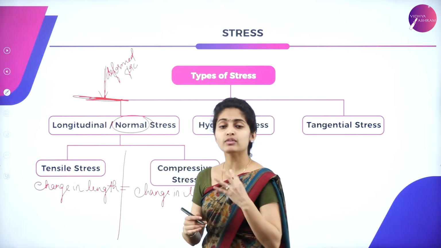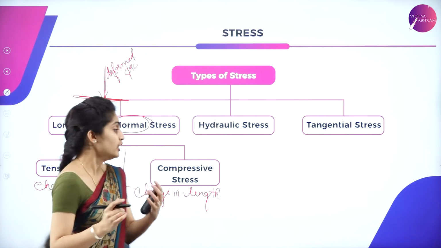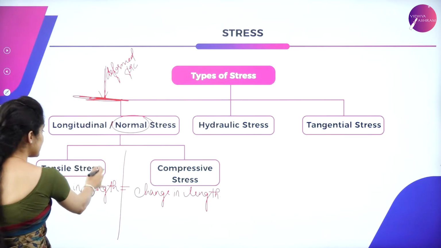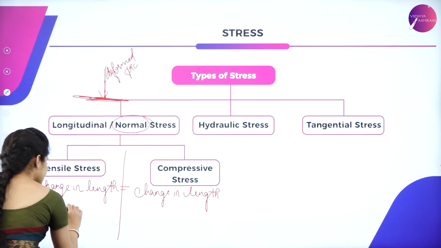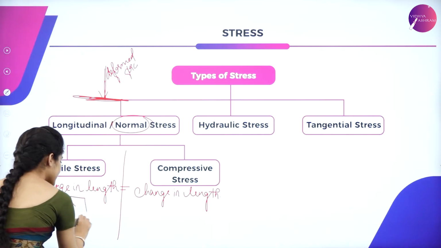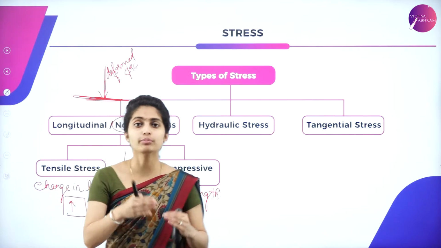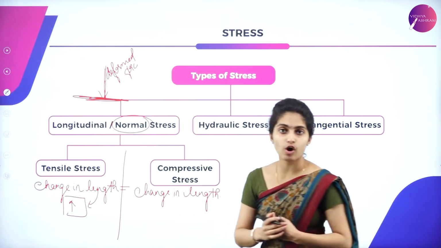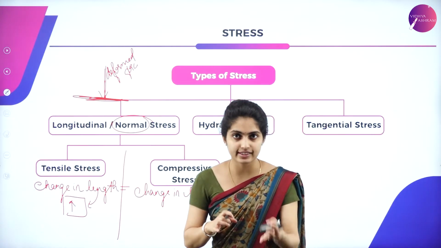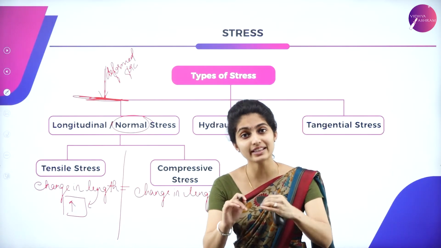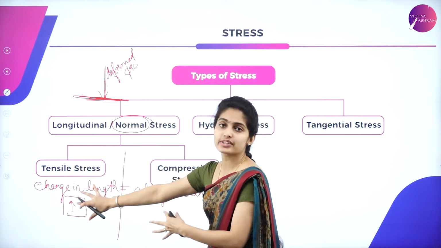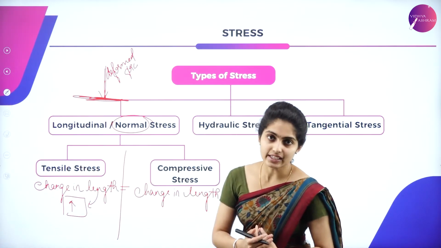Compressive is also the one which depicts the change in length. So change in length means, in tensile stress, it increases. There is an increase in the length of a solid once it is deformed. What happens to the length of the object? The length increases. Such a kind of stress is said to be tensile stress.